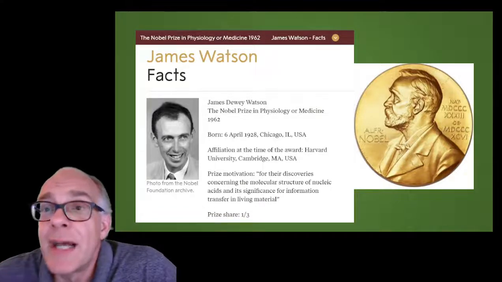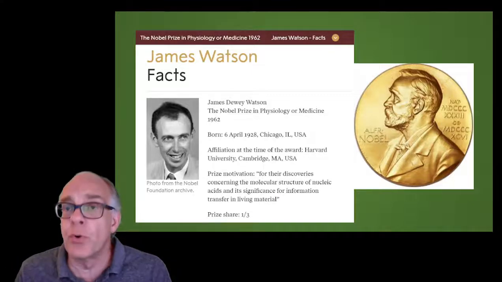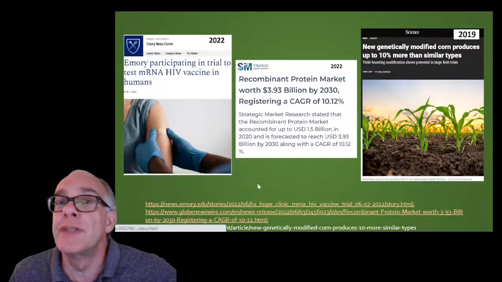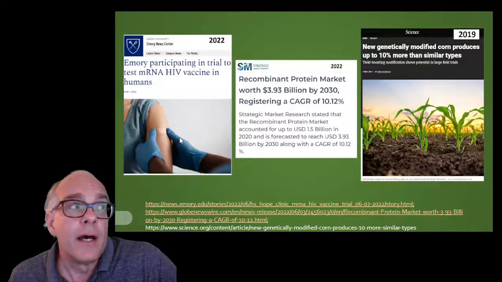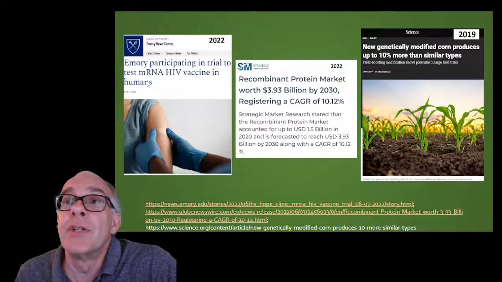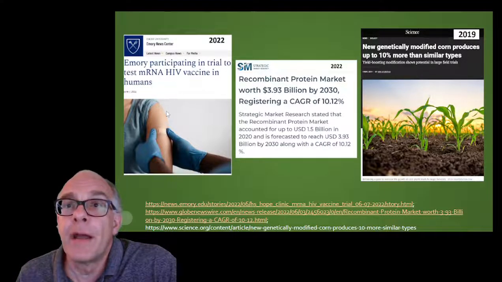So again, recognizing that this is an incredibly important discovery, incredibly important to the world of biology. And if we take a look at just some recent articles that I pulled, a couple quick ones: Emory University participating in a trial to test a messenger RNA HIV vaccine in humans. So coming out of the COVID-19 pandemic, we've learned a lot about messenger RNA vaccines.